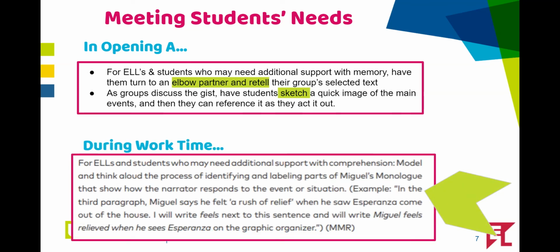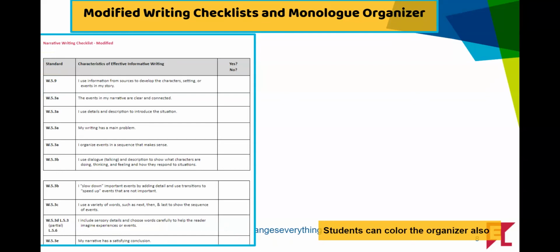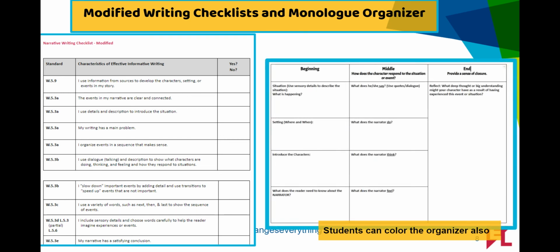Model and think aloud the process of identifying and labeling the parts of Miguel's monologue that show how the narrator responds to the event or situation. For example, in the third paragraph, Miguel says he felt a rush of relief when he saw Esperanza come out of the house. I will write feels next to this sentence and will write Miguel feels relieved when he sees Esperanza on the graphic organizer. Remember, some students may need a modified version of the narrative writing checklist and the organizer. These may provide support visually for students organizing their writing. Students can color code the organizer the same way they did the model monologue.